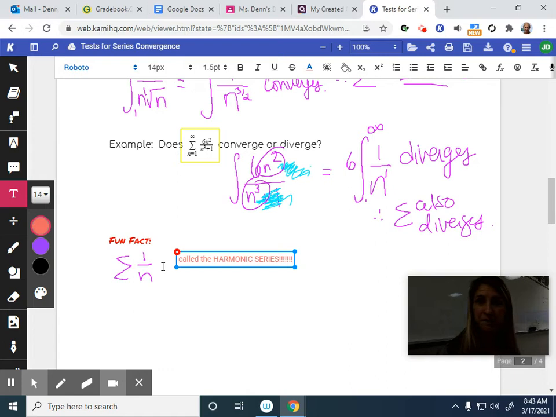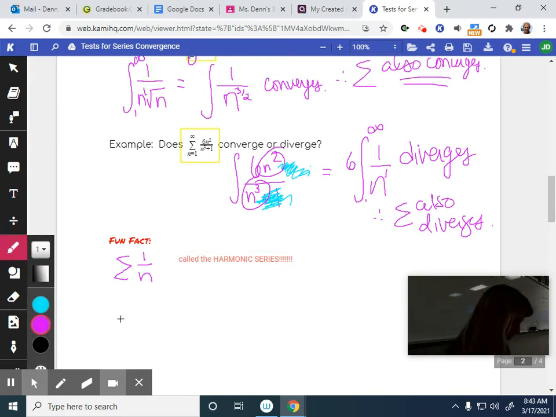Really popular, famous name for it, called the Harmonic Series. And it diverges. It's the most famous divergent series in math. Wow, you heard it here first. It diverges, obviously, because of the integral test, because the power of n is just 1. Oh, n equals whatever, 1 to infinity.